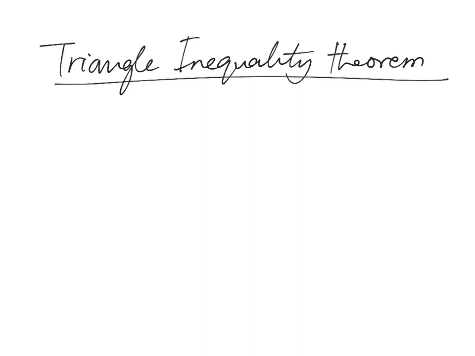So the two shorter sides of a triangle must add up to more than the longest side. So if you have a triangle, the two shorter sides of that triangle, right? If A and B are the two shorter sides, they will add up to more than the longer side.